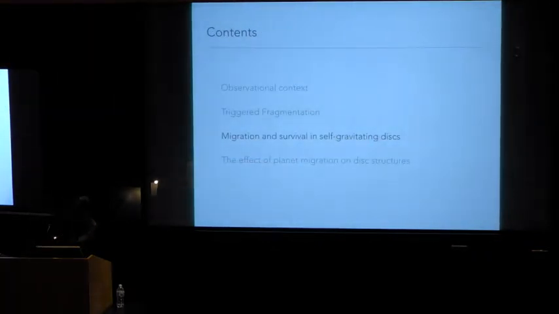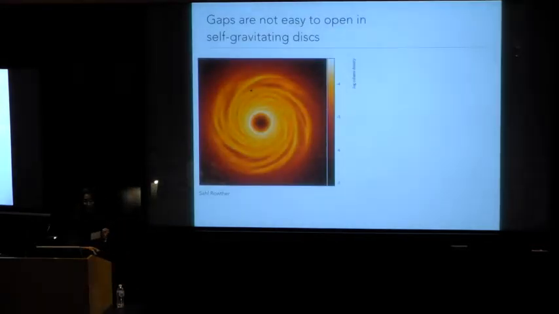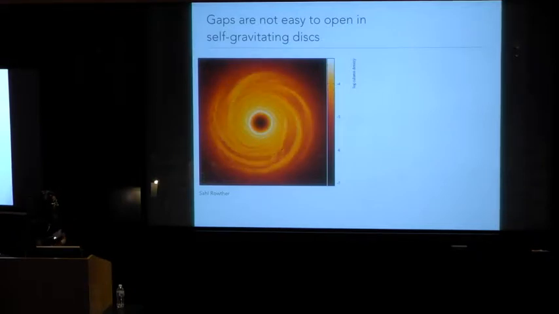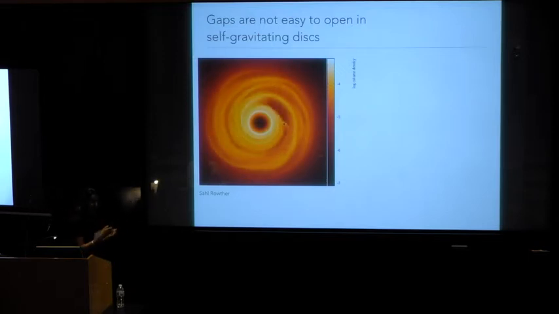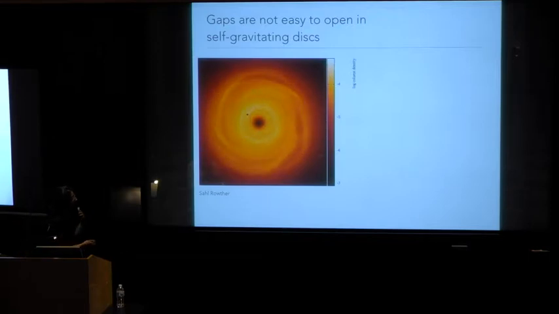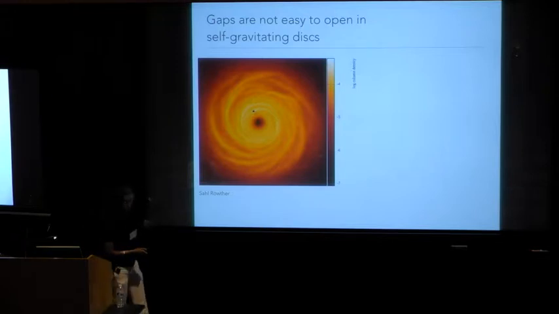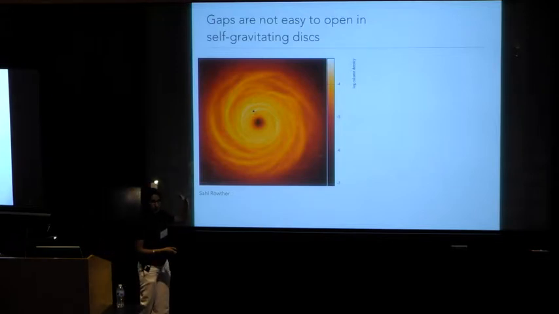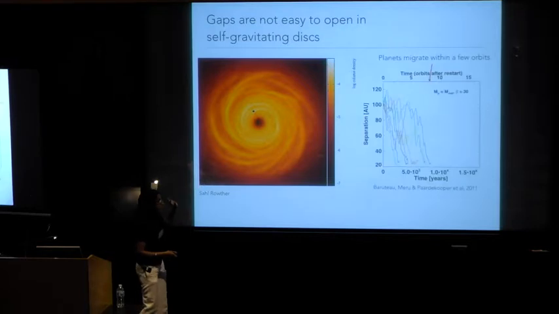So the next topic that I'd like to discuss is the idea of, once we've formed an object in self-gravitating disks, what happens next? So thinking about the migration and the survivability of these planets. This is a simulation by my PhD student who's investigating this. This is just a simple self-gravitating disk modeled with beta cooling, and what he's essentially doing here is reproducing past results, where he finds that planets just migrate in incredibly rapidly.